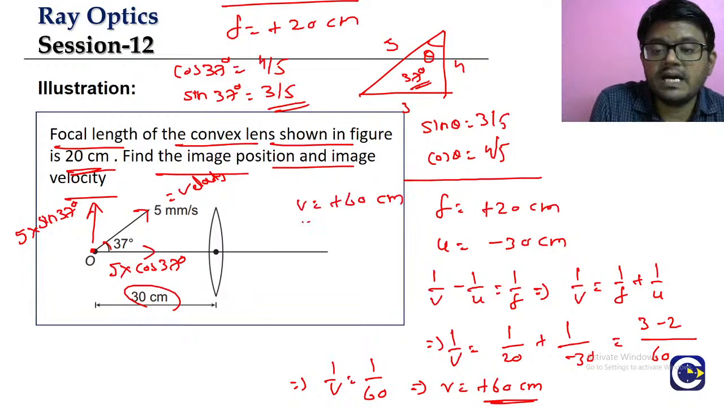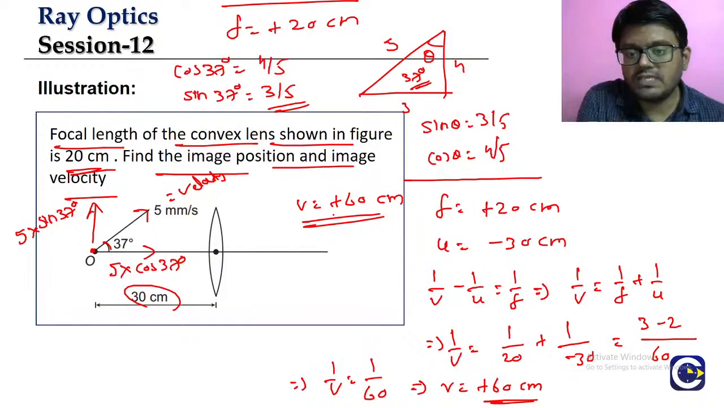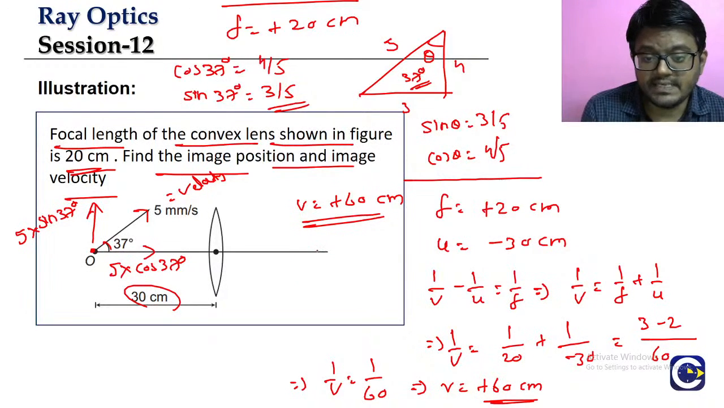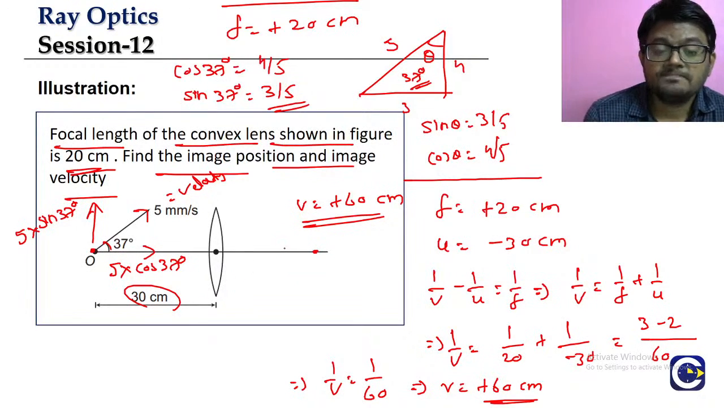Where is the image formed? The image is formed on the right side, on this side. Okay. Now what about the magnification factor? This is the lens, right? What is the magnification factor?